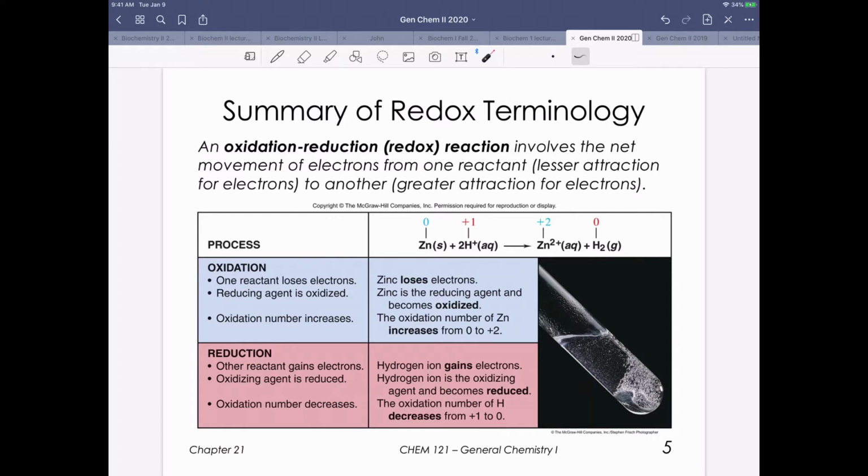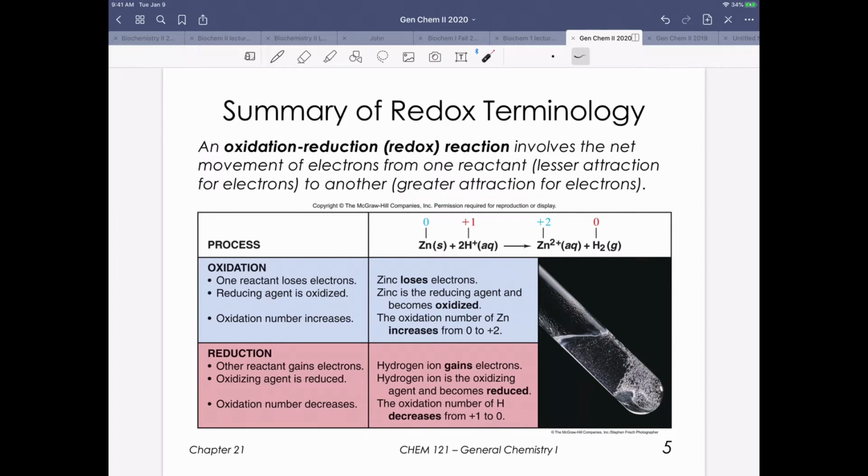These processes don't occur without being coupled. We call these redox processes because we're going to couple oxidation and reduction reactions. Essentially, somebody is going to be giving up electrons, and somebody is going to be taking them on. Somebody who has the least attraction for the electrons is willing to give them up, and they're going to give them up to somebody who has a greater attraction for electrons.